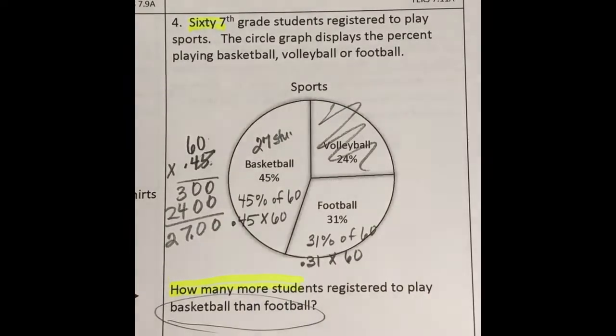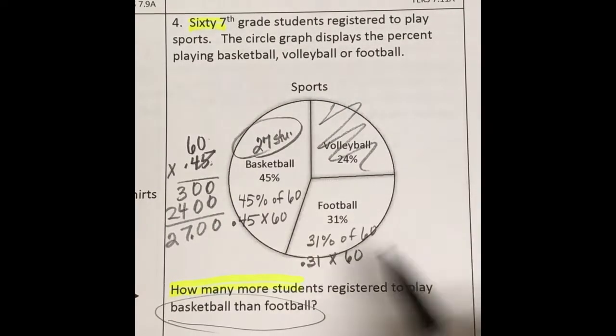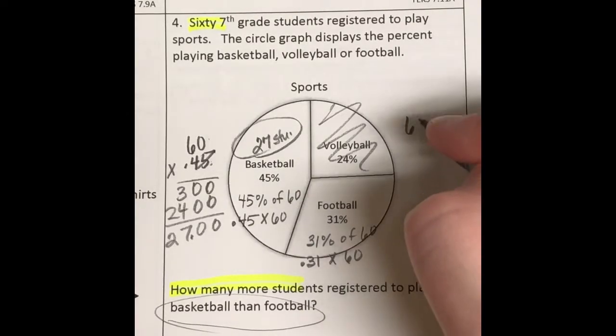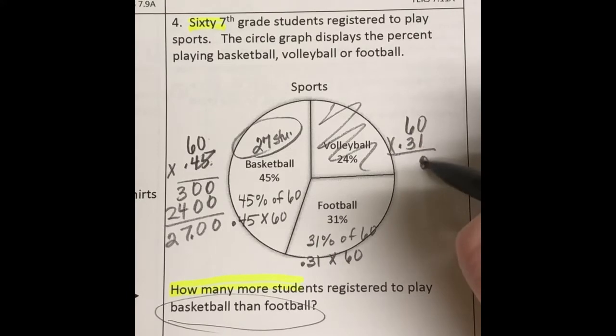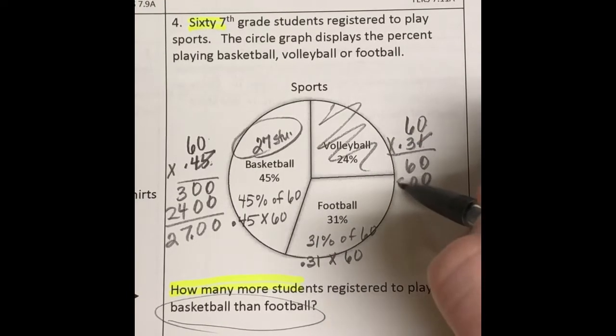Okay, I'm going to abbreviate. That's 27 students. All right, now let's find for football. 60 times 0.31. So you get 0, then 6. Then you get 0 and 18.